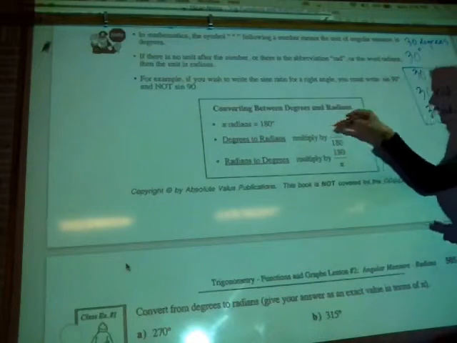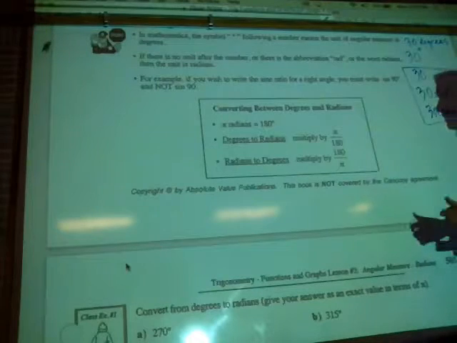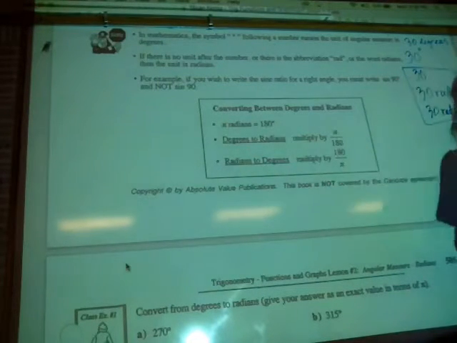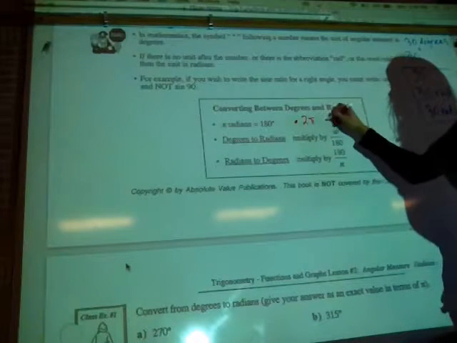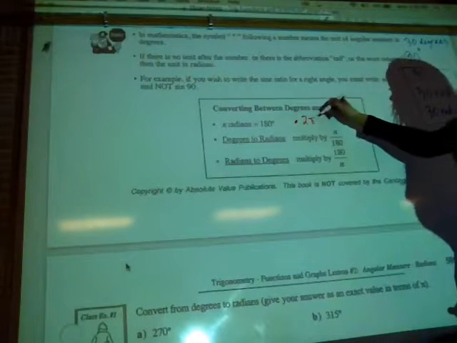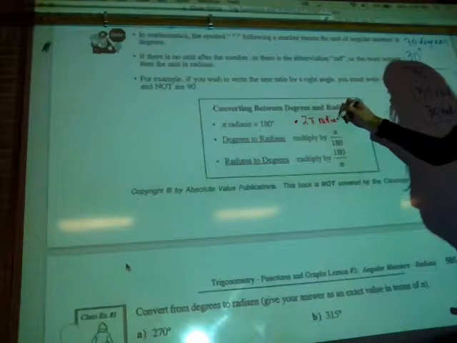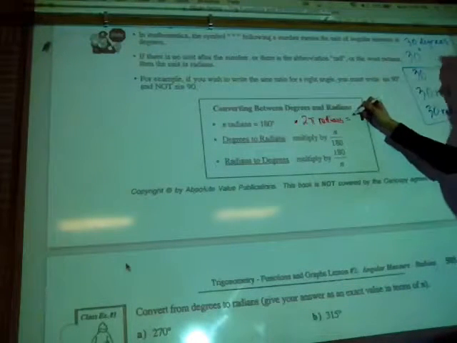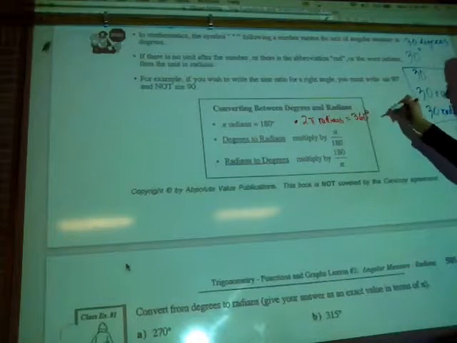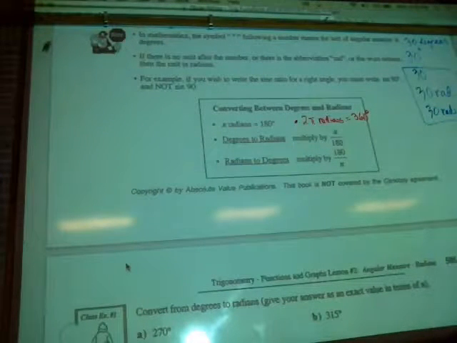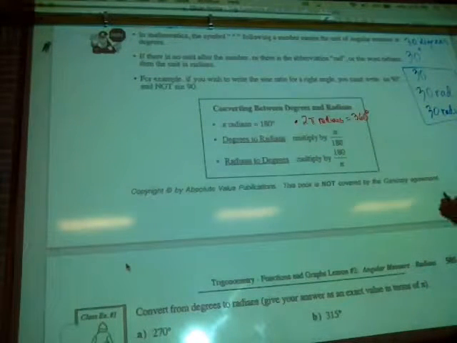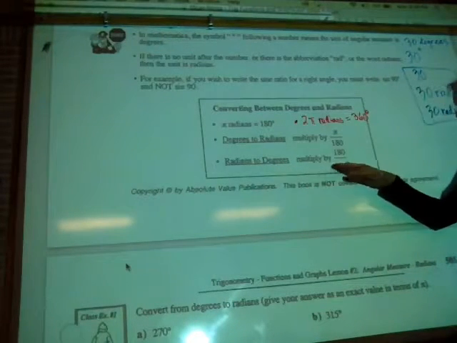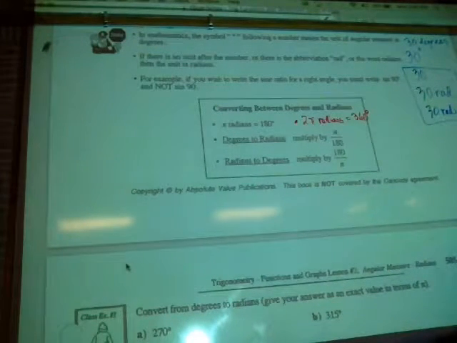So just a little summary of how to convert between degrees and radians. It's important to note that pi radians is equal to 180 degrees, and also we noted that 2 pi radians equals how many degrees? 360, it's a full circle. 360 degrees, gotta put the degree symbol. If we are converting from degrees to radians, we multiply by pi over 180. And if we're going from radians to degrees, we multiply by 180 over pi.